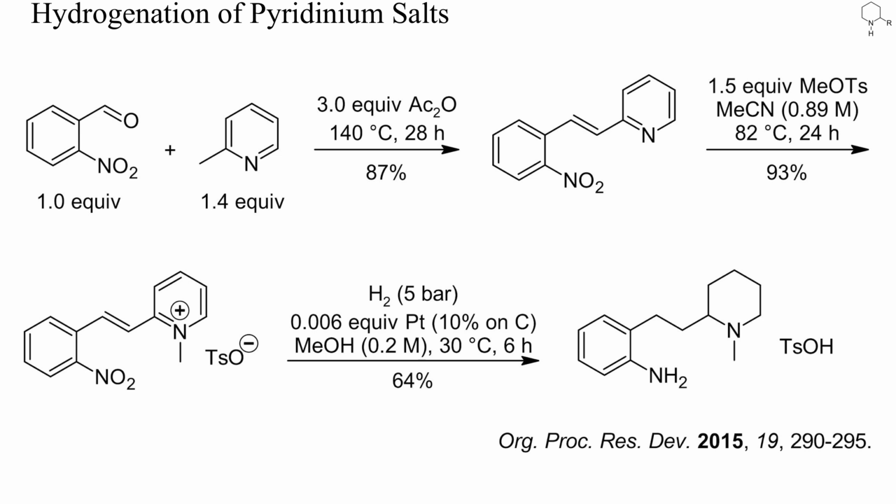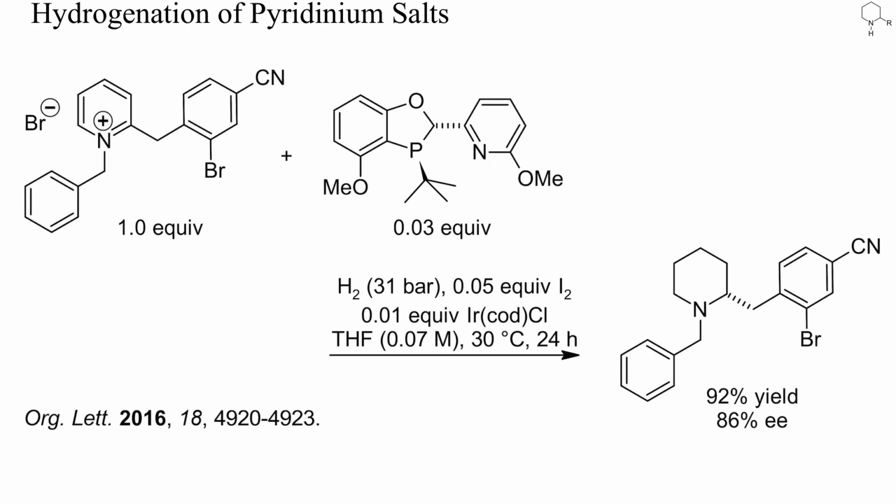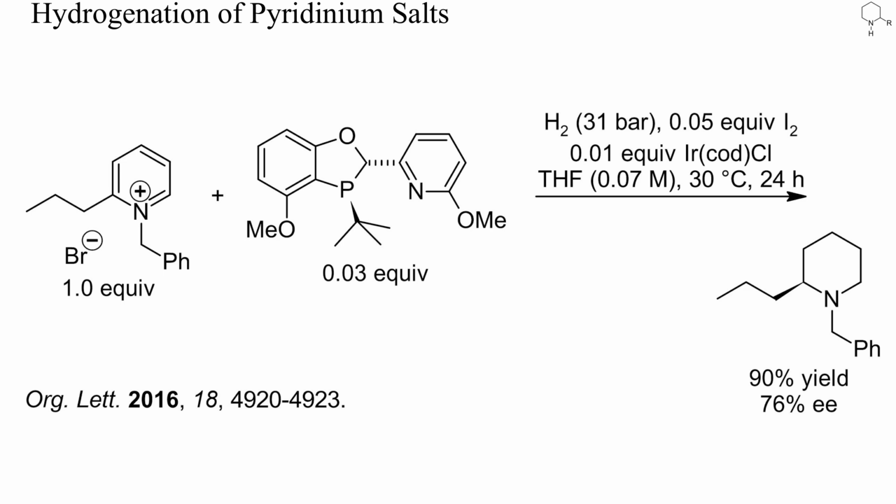The low hydrogenation yield was due to intramolecular addition of the aniline to the partially reduced pyridine ring. Enantioselective hydrogenations of pyridinium salts have also been reported. In this example, a soluble iridium catalyst was used, also to prevent hydrogenolytic debromination. The cyano group remained unchanged as well. With 2-propylpyridinium salts, these conditions gave a slightly lower enantiomeric excess.